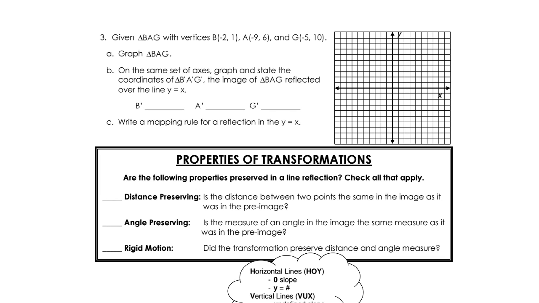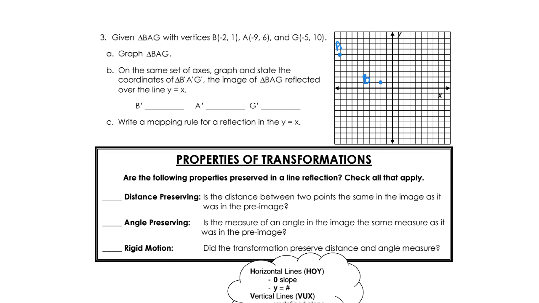All right, we're on the back side of day 3 notes, and in number 3, it says given triangle BAG. So B is at -2, +1. Put a dot, call it B. A is at -9, so 2, 3, 4, 5, 6, 7, 8, 9, +6. 1, 2, 3, 4, 5, 6. Put a dot, call it A.